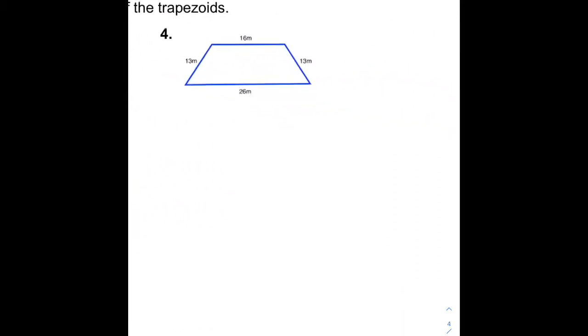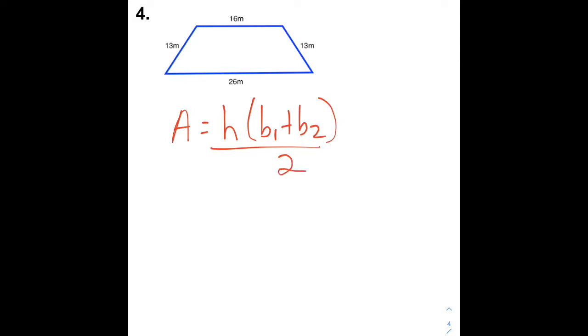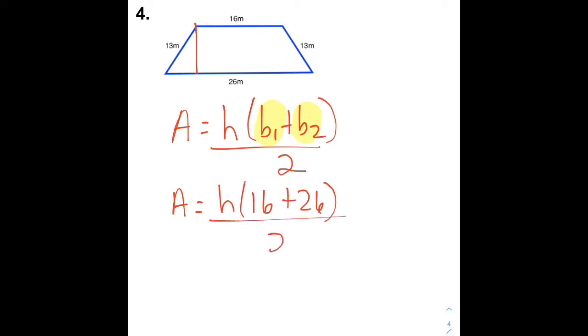All right, number 4, this one is a little bit of a doozy. Again, we always start out by asking ourselves, what is the object? The object is a trapezoid. Then I write down the formula, and the formula for a trapezoid to find its area is the height times base 1 plus base 2 divided by 2. And in this problem, we have bases 1 and 2, but what I don't have is the height. Base 1 is 16, base 2 is 26, all over 2.